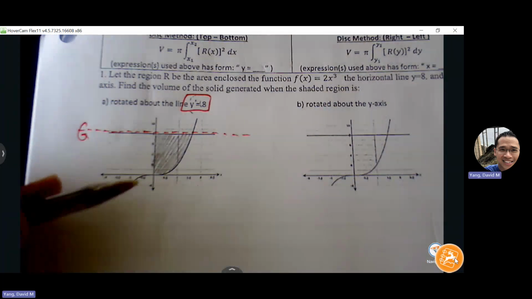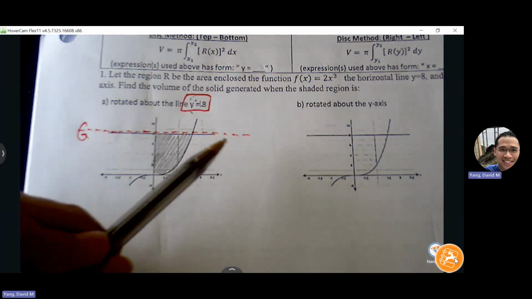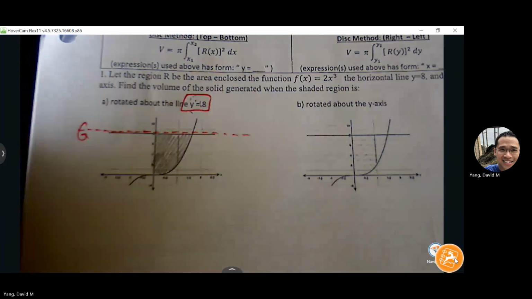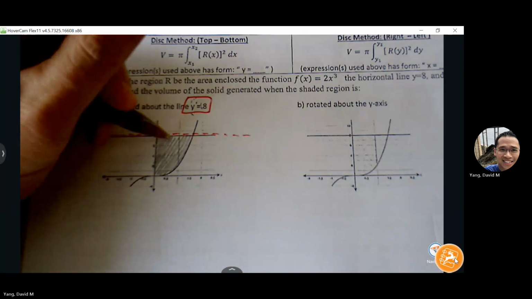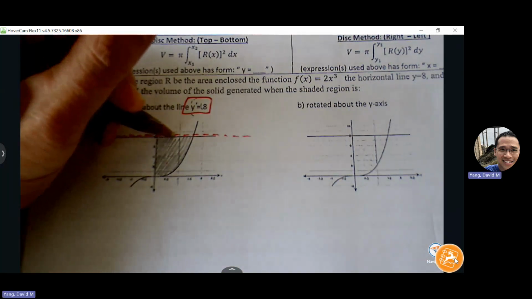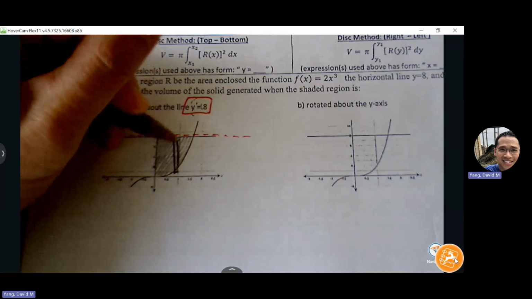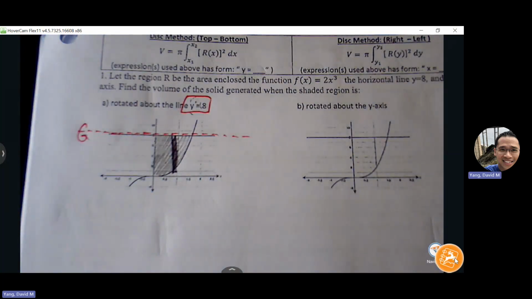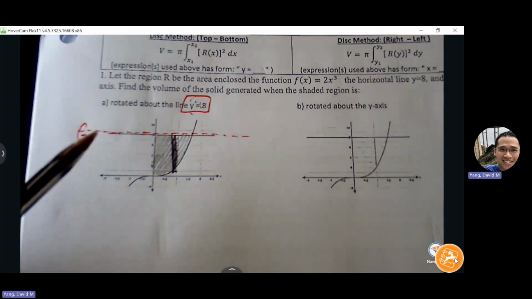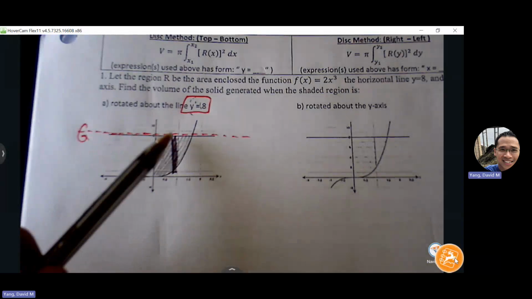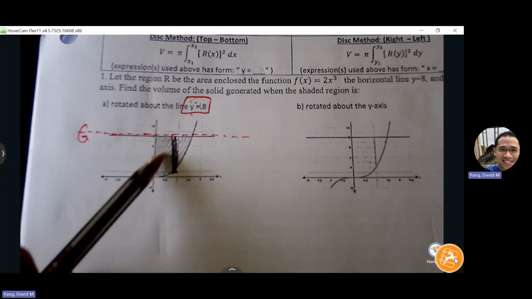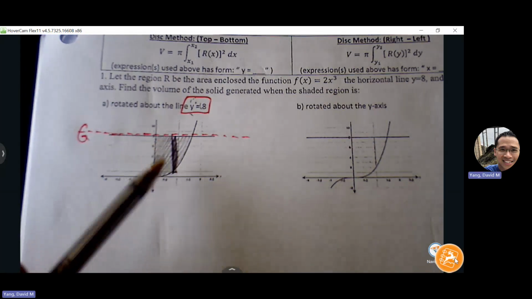So the radius, because the axis is horizontal, that means my radius will be what? Also perpendicular, so up and down. Right? So we never have to guess how to draw our radius. Our radius is always going to be 90 degrees and always connected to your axis of revolution. So you're always going to start on your axis and extend to the boundary of your shaded region. So this is going to represent my radius.